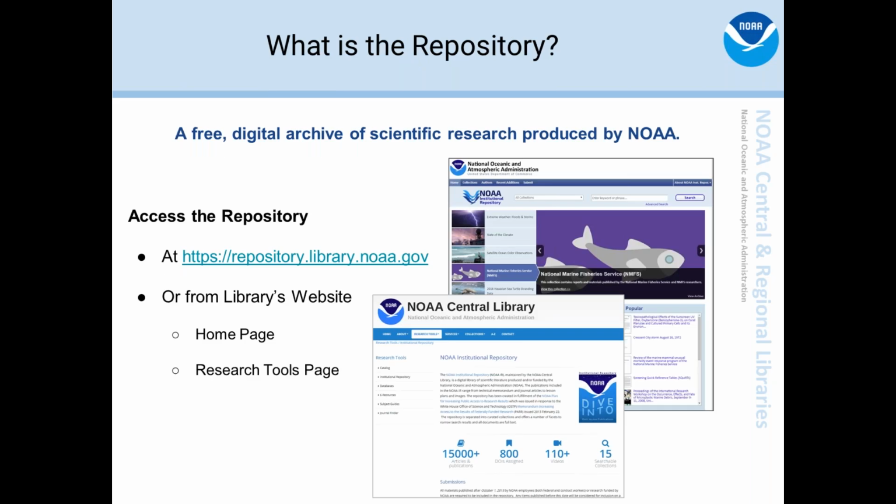As always, I'm going to start with what the repository is. By now, I'm sure everybody knows, but the repository is a free digital library of NOAA-funded and NOAA-authored research. You can access it through repository.library.noaa.gov. You can also access it through the library's website. From our main site, there is a tab on the homepage, and then we also have a specific institutional repository page via our research tools page.